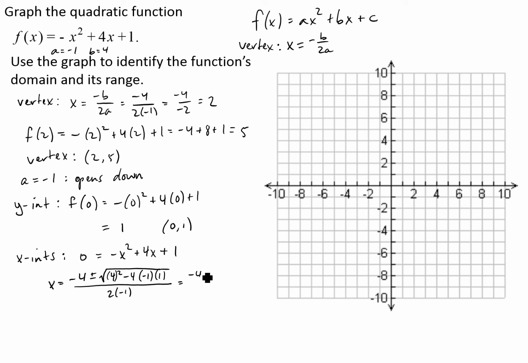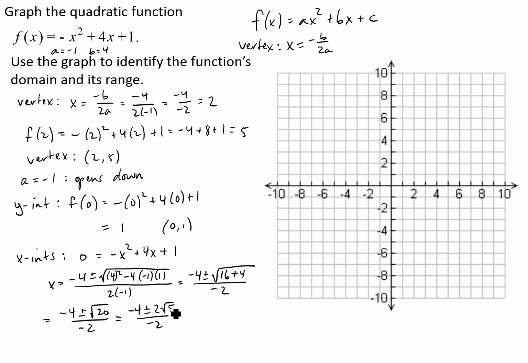Simplifying inside that square root, we have 4 squared, that's 16. 4 times negative 1 is negative 4, times 1 is negative 4, minus negative 4, so that's plus 4. That's a negative 2 on the bottom. So we've got a square root of 20. Square root of 20 does not work out exactly, but we can simplify it. 20 is 4 times 5, and the square root of 4 would be 2. So we have 2 square root 5.